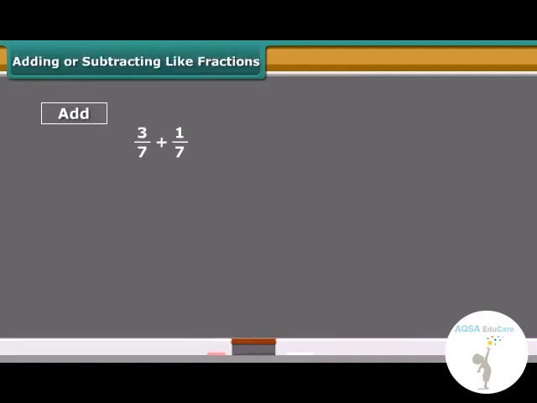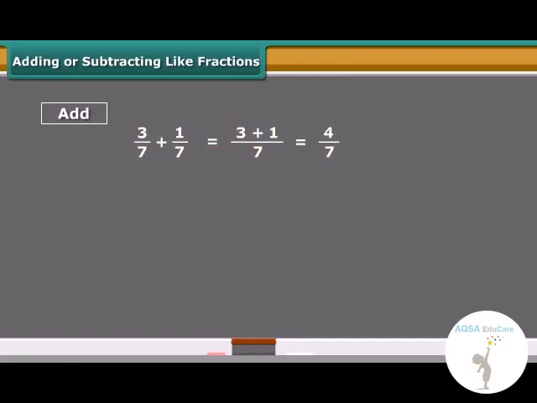Students, the sum of two or more like fractions is obtained in steps. First, we add the numerators. Second, retain the common denominator. And finally, write the fraction including both the results.